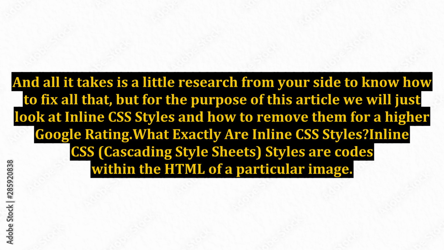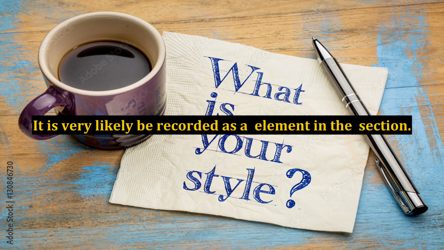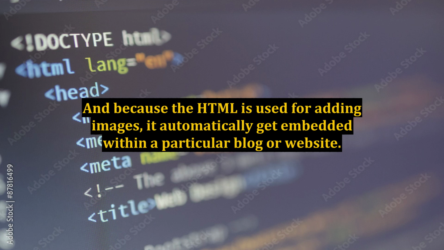What exactly are inline CSS styles? Inline CSS, cascading style sheets. Styles are codes within the HTML of a particular image. It is very likely to be recorded as a style element in the head section. And because the HTML is used for adding images, it automatically gets embedded within a particular blog or website.